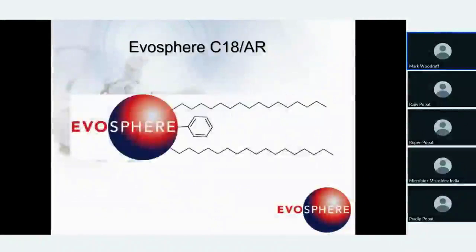The second of the main C18, so both of these are classed as L1 columns as well, the C18 PFP and the C18AR are both in the USP methodologies, is an aromatic functionality. So again, you still have C18 ligands bonded to the surface, but you also have an aromatic phenolic group. And again, this will give you multiple interaction mechanisms with the stationary phase between your analytes to gain the selectivity that you require.